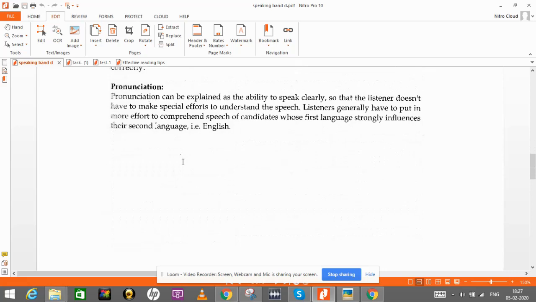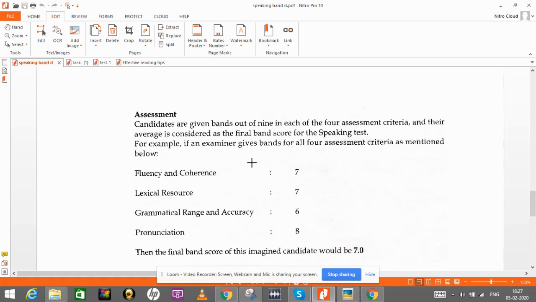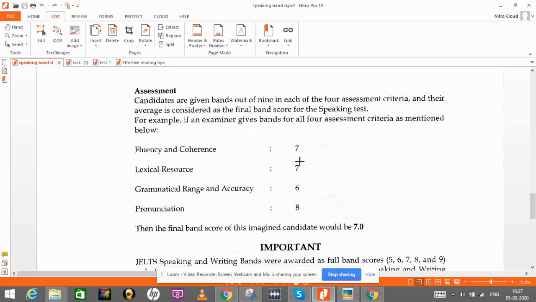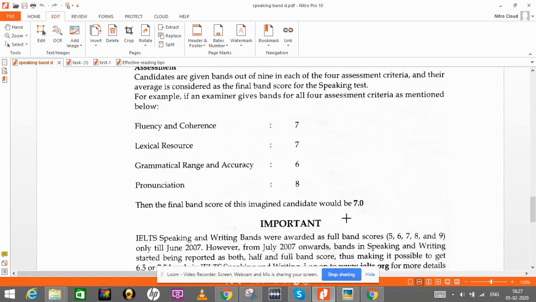Then comes the actual assessment, what I mentioned earlier. If you score 7 in fluency and coherence, 7 in lexical resource, 7 in grammatical range and accuracy, and 8 in pronunciation, the total will be divided by 4, and the average will be taken, and that will come to 7, right? So you can have a look.